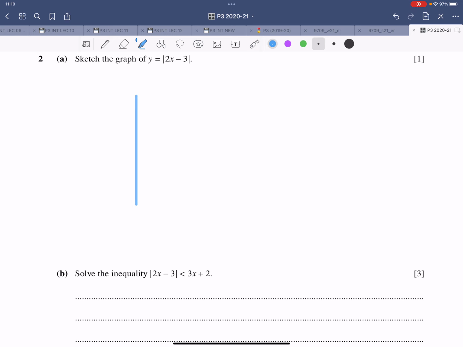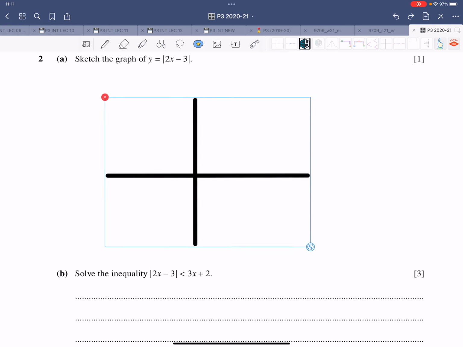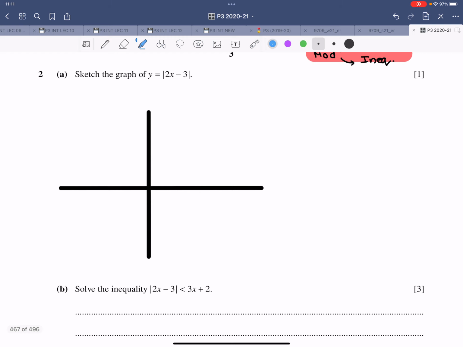So if I have a grid, let me take that grid out. Okay, this is the grid. If I draw the line 2x minus 3, it is a line like this, with positive gradient and negative y-intercept. That goes like this. And then I have to flip it in the x-axis. So let me draw the line like this. This is the final line.